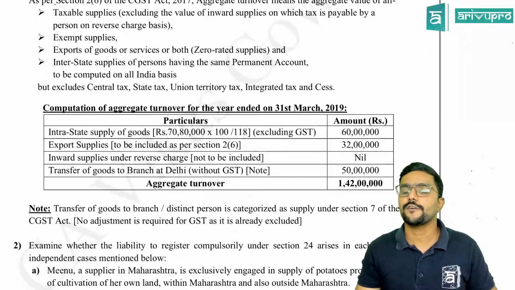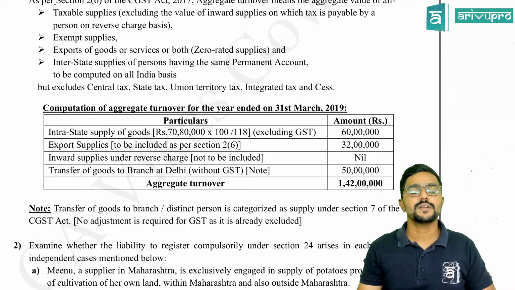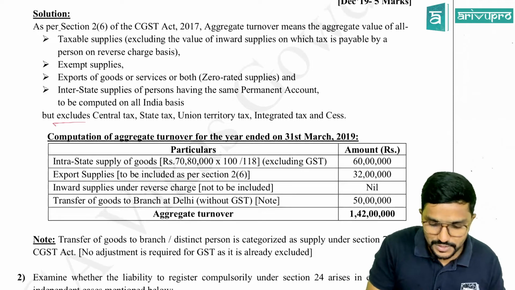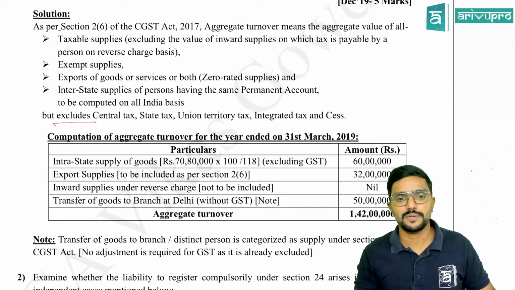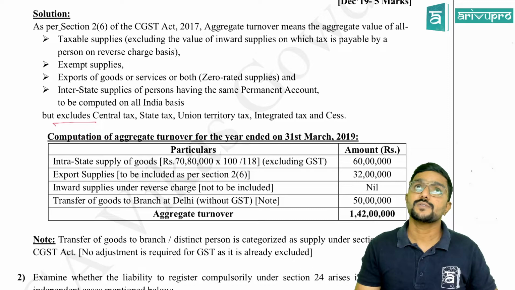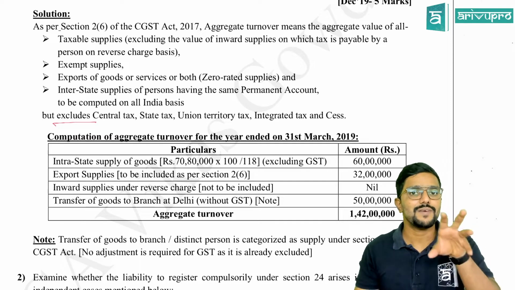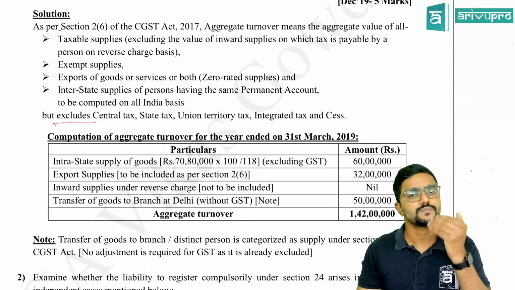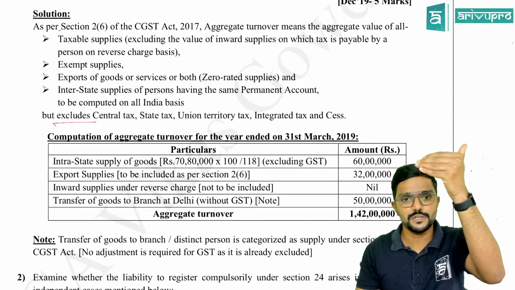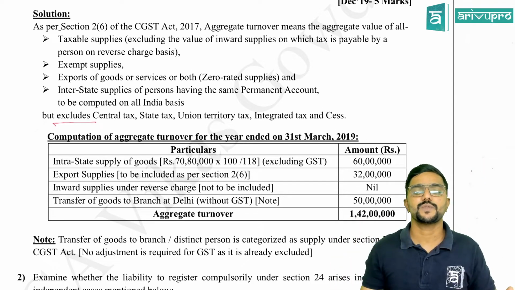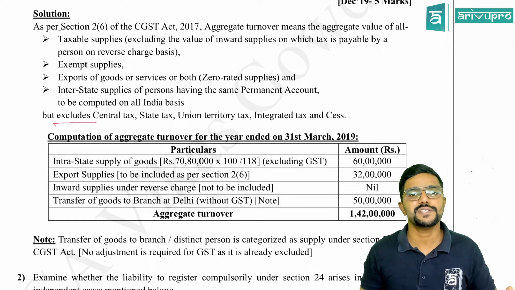So intrastate supply of goods already includes GST, but aggregate turnover excludes GST. You know that. It excludes central tax, state tax and all, as has been mentioned. So 70,80,000 is inclusive of GST, so exclude GST from it and calculate only the value part. In rule 35 we have seen how to calculate the value if it is already inclusive of GST. 70,80,000 is inclusive of GST at 18%, so divide it by 118 into 100. You will get the value excluding GST.